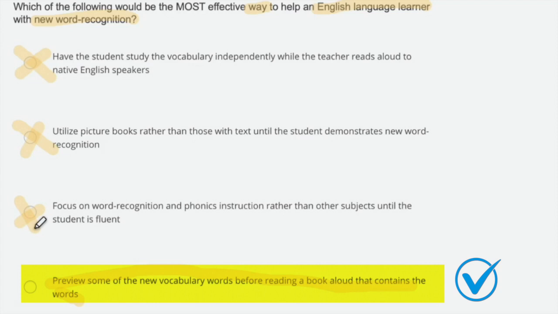And then the last one is focus on word recognition and phonics instruction rather than other subjects until the student is fluent. Whenever we have a situation like this, it is true that these students still need phonics instruction, but if they are not being exposed to new words in conjunction with phonics, then it's not going to be a productive learning process for them. They both have to happen at the same time, not independently of each other.